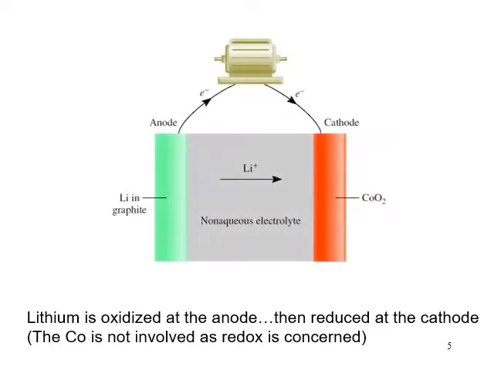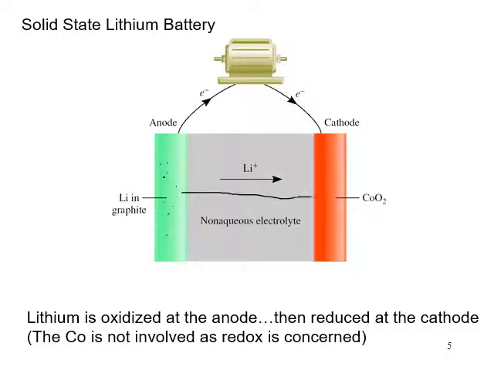The next type of battery here is a lithium ion battery, or solid state lithium battery. This is kind of a neat battery in the fact that lithium is embedded in this graphite in here. As the battery is discharged, lithium is oxidized to lithium plus, and runs to the other side. As this occurs, electrons run through the device. This Co is cobalt, and that cobalt is not involved in the oxidation reaction. It's involved kind of like in a storage capacity.